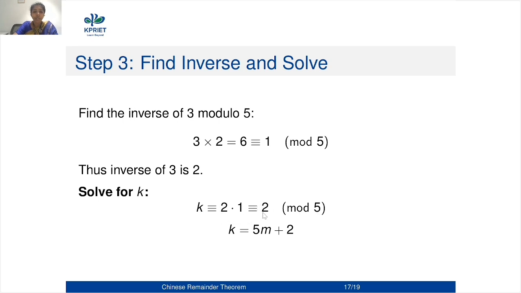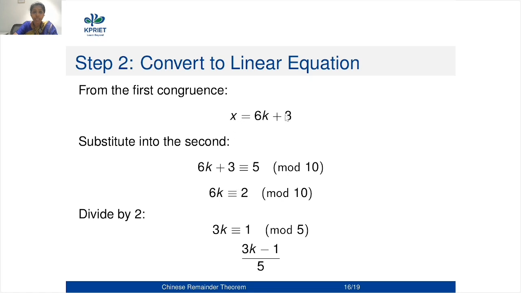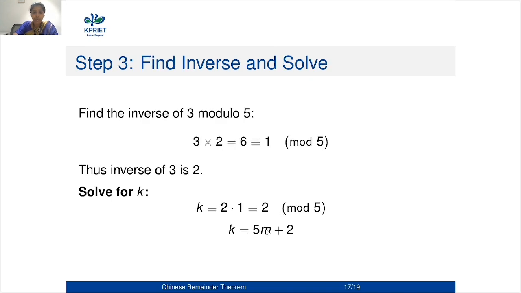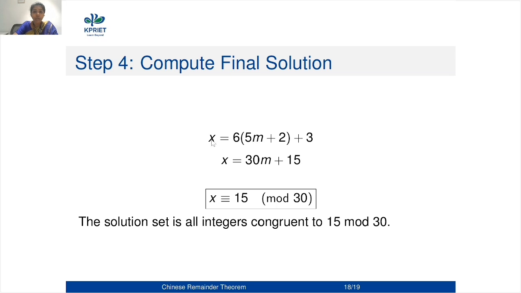After finding the solution, you have to reframe this expression as k equals 5 times m plus the remainder 2. Now we had x as 6k plus 3, so we have to substitute the value of k in the first expression of x. Substitute k as 5m plus 2. After solving, I will get 30m plus 15. This 30m is nothing but the modulus, and this 15 is the remainder. So x is congruent to 15 modulo 30. And this is the set of all integer solutions for the given set of congruences.